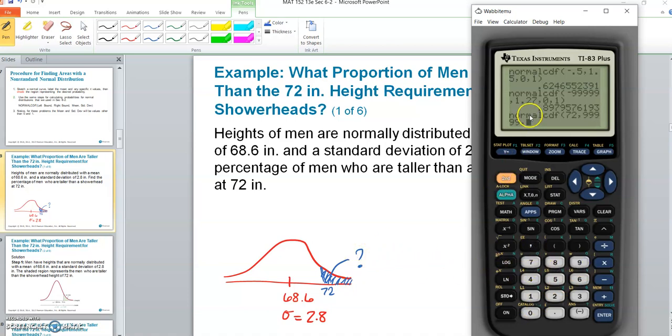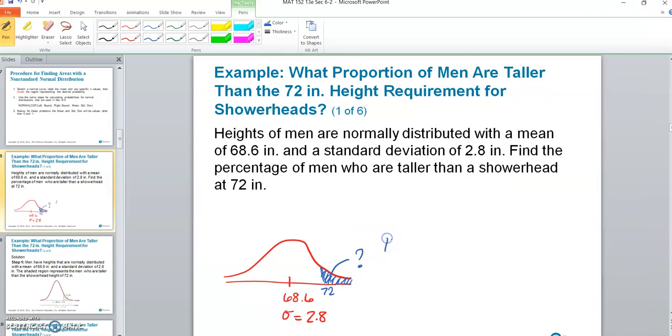Then, instead of using 0 and 1, this one has a mean and standard deviation that's different. It's 68.6, and standard deviation is 2.8. And that's it. It's 0.1123, or that would be 11.2%.